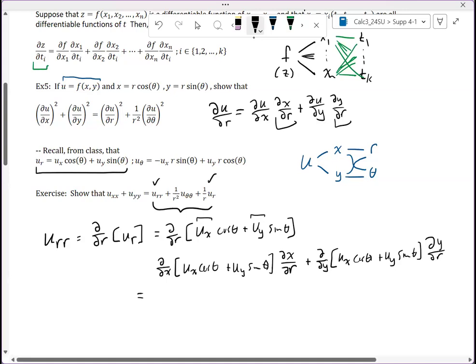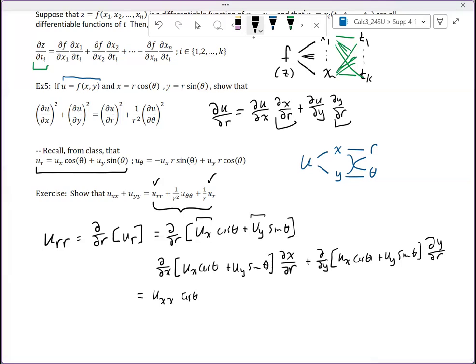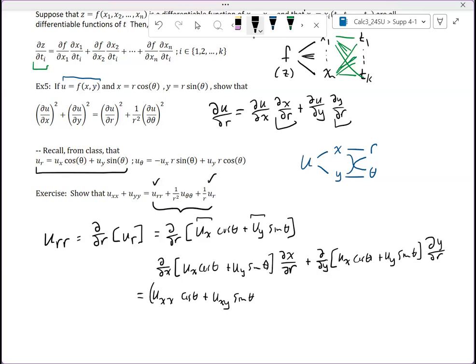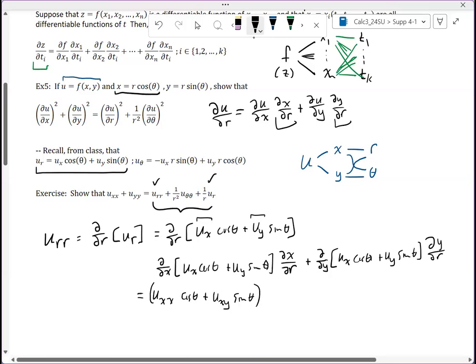Okay, so partial with respect to x of ux cos theta, that's just uxx cos theta. Partial with respect to x of uy sine theta is uxy sine theta. I'm not being super careful about the mixed subscripts. We're going to assume that u is nice enough that uxy equals uyx. And then we have partial x with respect to r, which coming up here is just cos theta.